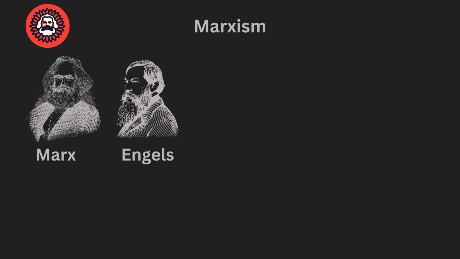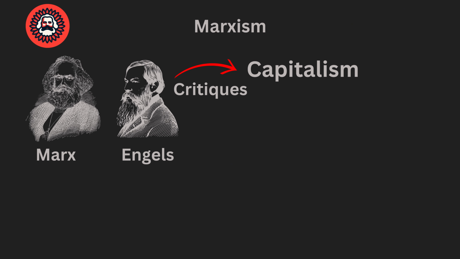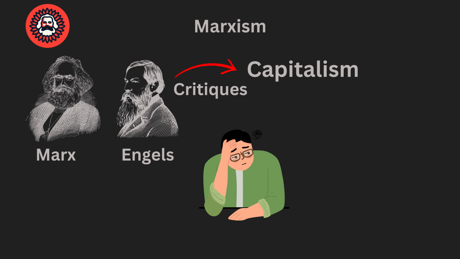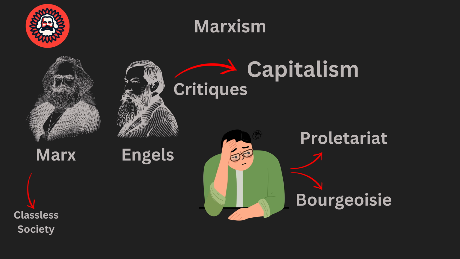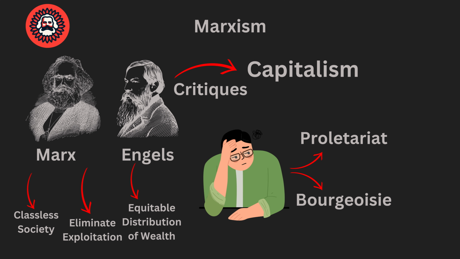Marxism. Based on the works of Karl Marx and Friedrich Engels, Marxism critiques the capitalist system, highlighting the class struggle between the proletariat, workers, and the bourgeoisie, capital owners. It advocates for a classless society where the means of production are communally owned, aiming to eliminate exploitation and create an equitable distribution of wealth.